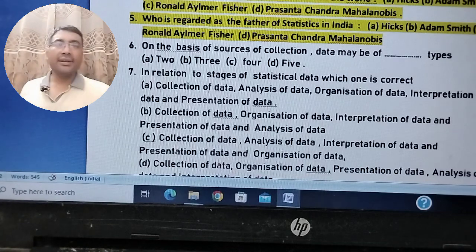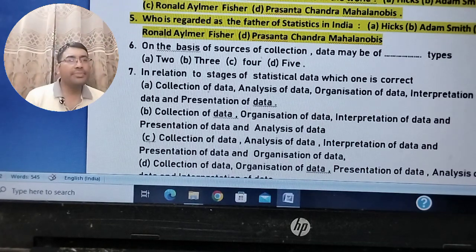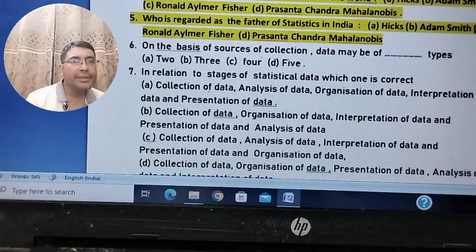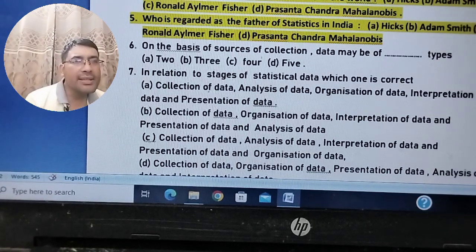Collection of data, analysis of data, organization of data, interpretation of data, and presentation of data. First one, collection, is correct. After that, it should be analysis of data. It is absolutely incorrect.